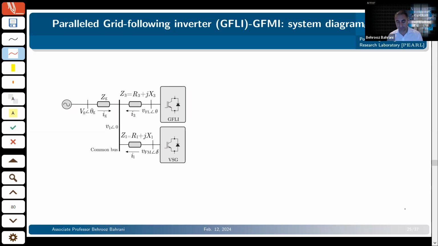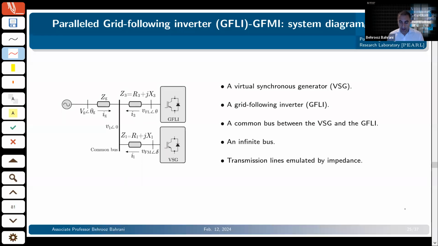So what would happen if a fault happens there? In this system, we assume that there's a VSG, a grid following inverter, and a common bus, and we are connecting to, well, not so much a SMIB here, but an infinite bus. And we have a line in between our point of connection and the grid.